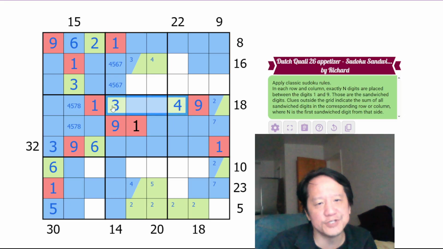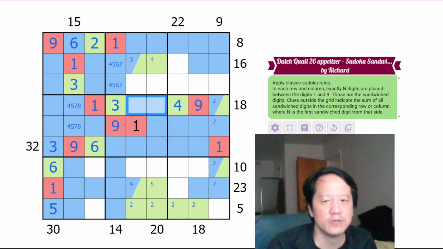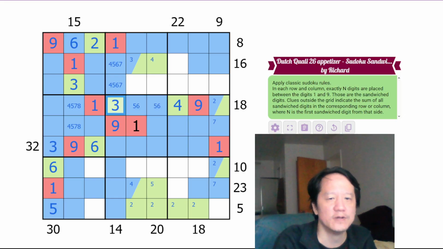The 4 digits in between must add up to 18. And we already have 4 and 3, so the remaining 2 digits must add up to 18 minus 7, which is 11, which has to be a 5, 6 pair. So no 4 or 5 remaining in the rest of row 4. And this is 2, 7, 8. We have 2, 7, 8 as possibilities here.